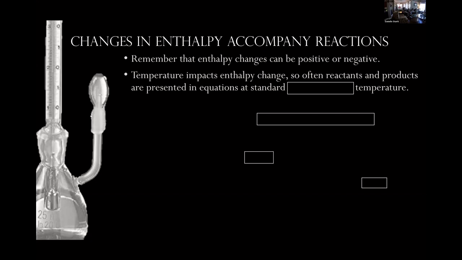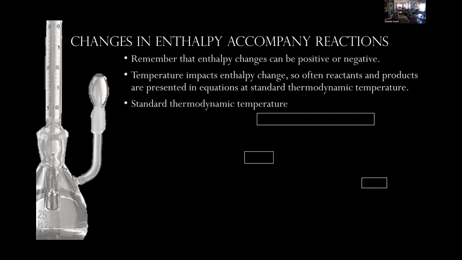So often reactants and products are presented in equations at standard what? Well, how do we measure this? What kind of temperature do we use, Caitlin? Yeah, we use Celsius in lab, but we're looking at room temperature. We're looking for standard thermodynamic temperature. Okay, and we do have a certain standard for that, which we'll talk about here.